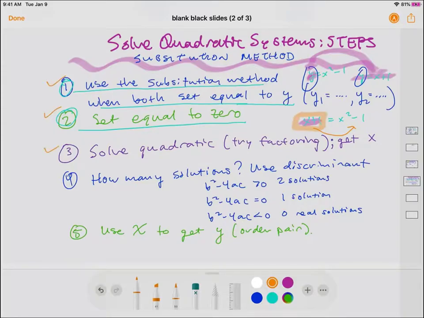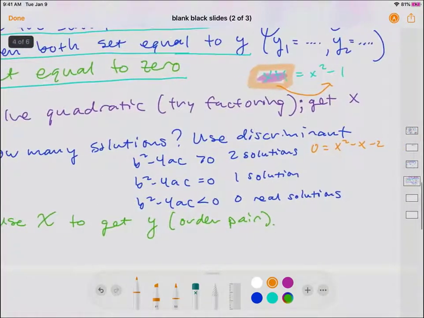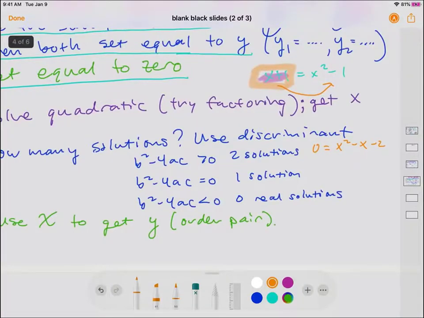Number three, you would just solve that quadratic equation. So you would have 0 equals x squared minus x minus 2. And then you can use the discriminant. How many solutions are there? Well, the discriminant is inside the quadratic formula. We already know ax squared plus bx plus c. I'm just doing this example right here. You have a equals 1, b equals negative 1, and c equals negative 2.